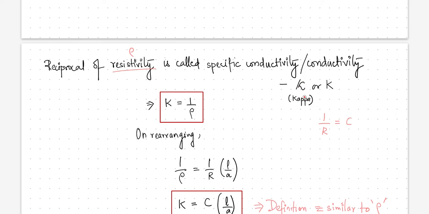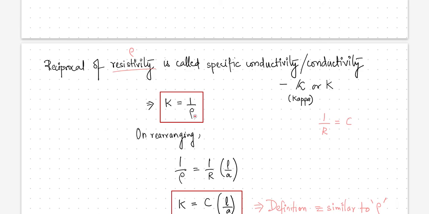It is represented using a Greek letter, this kind of inverted K, which you write in this particular fashion. This is called kappa. Or more conveniently, you can simply write capital K, which also denotes conductivity. So kappa, or conductivity, is equal to 1 upon rho. This is another important relationship that you should know.